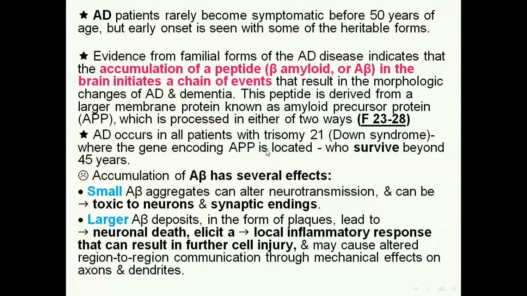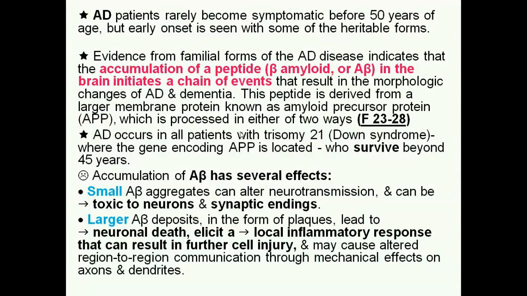So it's definitely going to happen. Alzheimer's will occur in 100% of patients with Down syndrome who survive beyond 45 years. Because, as we said, symptoms occur before 40 years of age for those with heritable forms. Nonetheless, that happens with Down syndrome, so it's definitely going to happen for those who survive beyond 45 years.